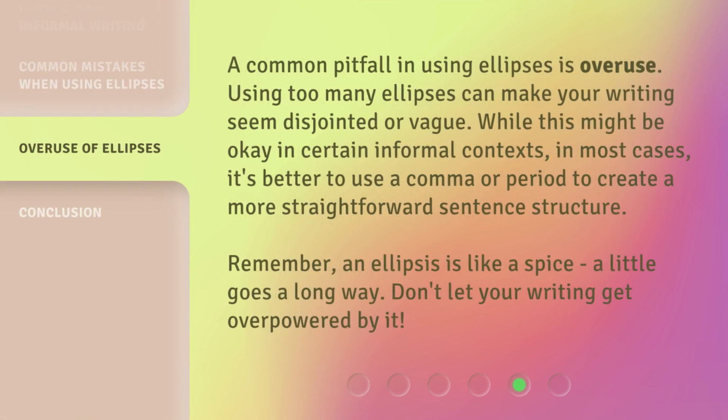A common pitfall in using ellipses is overuse. Using too many ellipses can make your writing seem disjointed or vague. While this might be okay in certain informal contexts, in most cases, it's better to use a comma or period to create a more straightforward sentence structure.